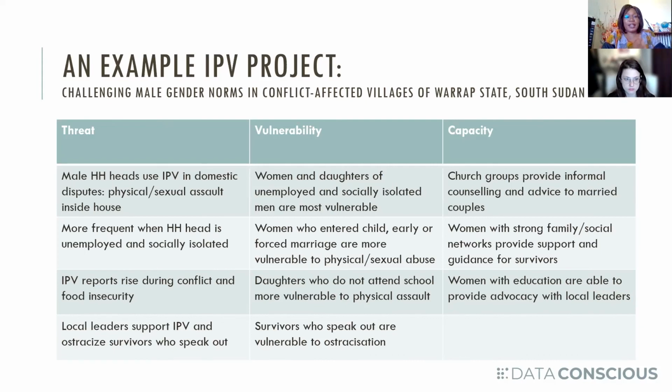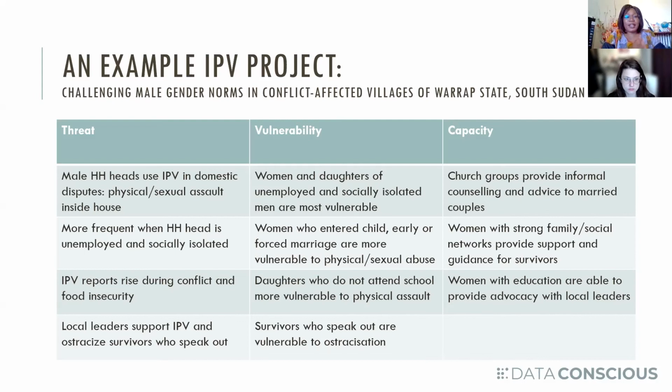The threat: we have male heads of household using intimate partner violence in domestic disputes. We're seeing physical and sexual assault being used mainly inside the home. It's more frequent when the head of household is unemployed and socially isolated. And the reports of intimate partner violence rise during conflict and food insecurity, which we're sadly seeing right now in Warrap State. Local leaders also support the use of intimate partner violence, and support the ostracization of survivors who report it. So that's the threat that people are facing in these communities.